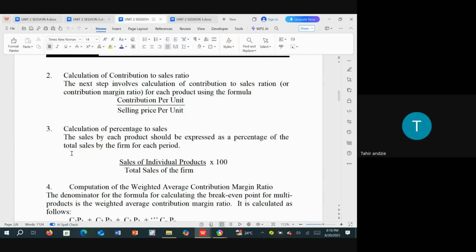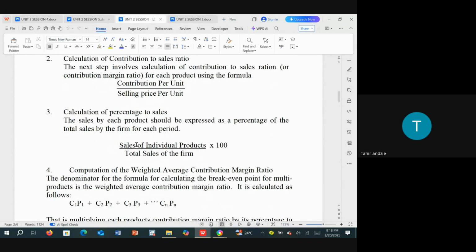So if you take product A, which is 3,000, it will be 3,000 divided by 10,000 times 100. And that is 30%. Product B will be 50%, because it will be 5,000 over 10,000 times 100. And that of product C will be 20%. So that's how you determine this. It is sales of individual products divided by the total sales of the firm times 100.